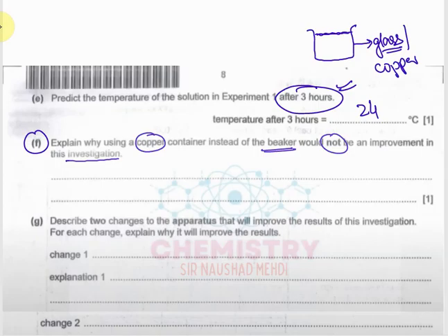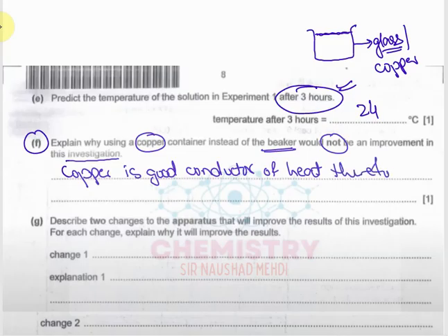So if they replace the glass with copper, again it is of no use, it is not an improvement. Why? Because copper is a good conductor. If you use copper instead of glass, the heat loss will still be there. So it is of no use to replace the glass with copper, you will have the same problem of heat loss. Copper is a good conductor of heat, therefore it will also not prevent the heat loss.